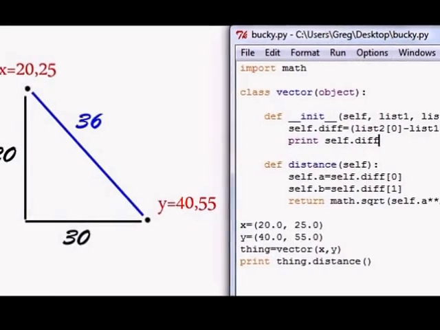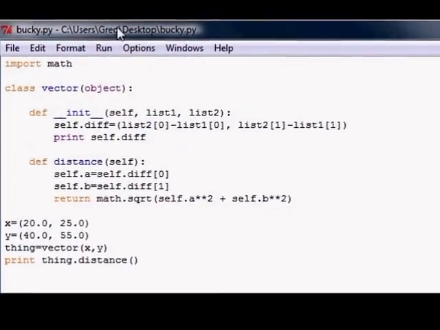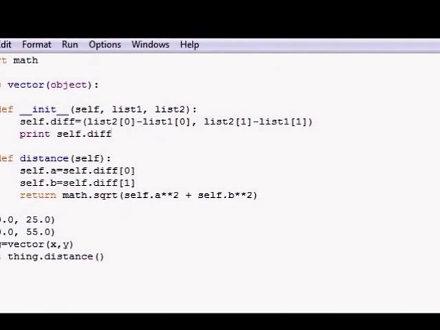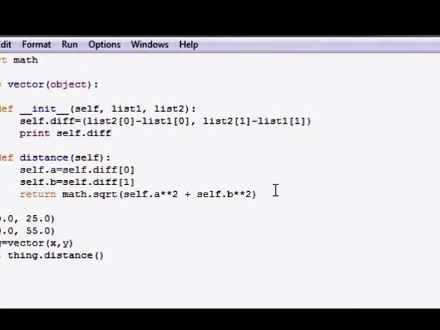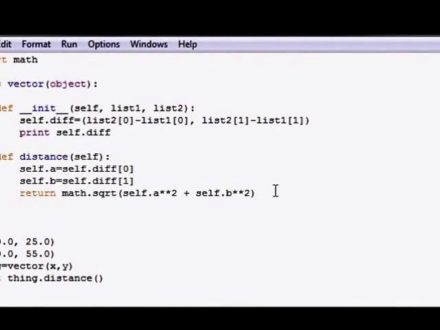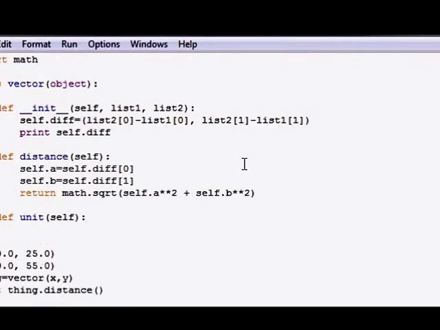So let's go ahead and do that right now. In order to do that, let me position this. We first need a new function, and I'm going to name mine unit. So put def unit self. And now, let me show you guys how to calculate this.